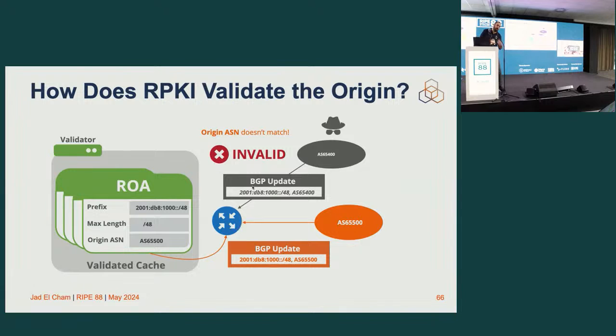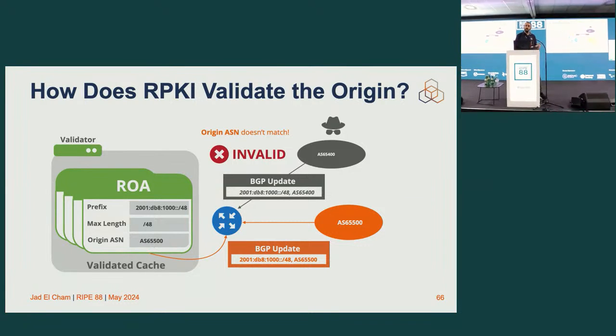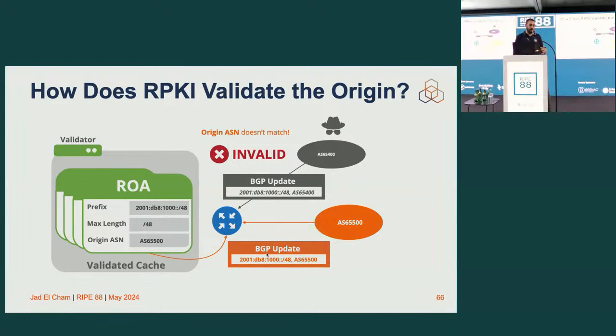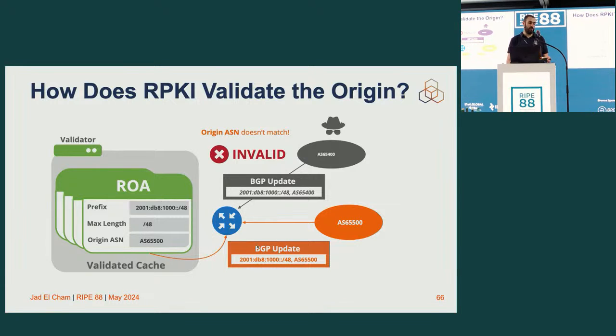Or it could be the case that I'm receiving a BGP update message for the /48, but this time it's coming from a different AS, 65400. That one will also be marked as invalid because the ROA says it should be 65500. Now, there is no issue in having different ROAs, one ROA for this and one ROA for that. But specifically in this case, we only have one ROA that validates the origin announcement. So that one would be marked as invalid.